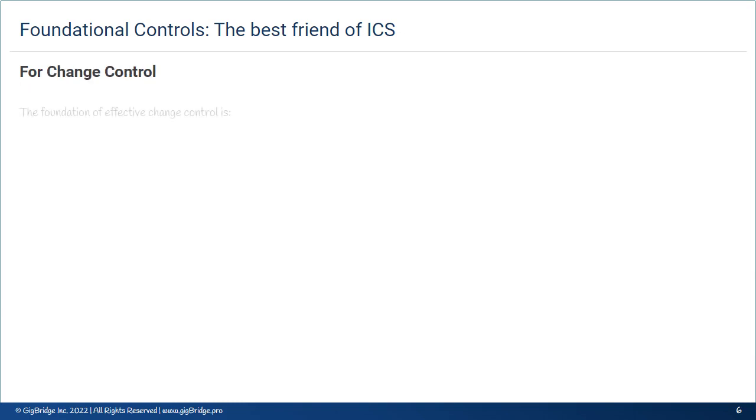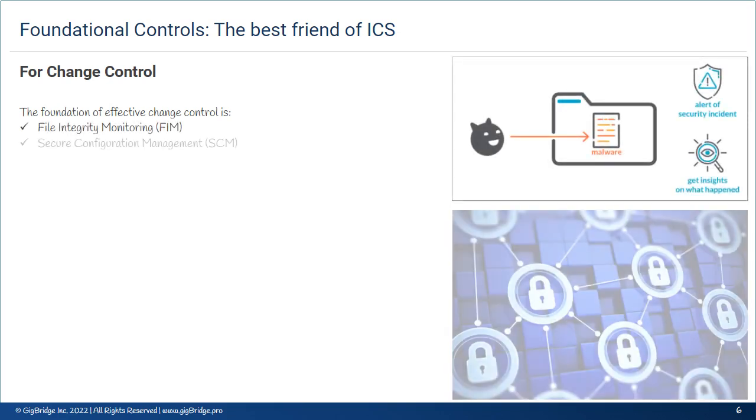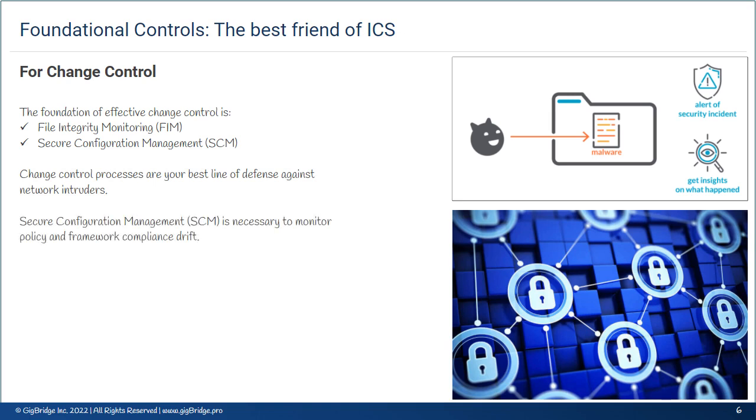Change control. The foundation of effective change control is file integrity monitoring, FIM, as well as secure configuration management, SCM. These capabilities capture a comprehensive picture of the state of your systems and monitor any deviations from a known, secure baseline. These fundamental procedures are your best defense against network intruders. SCM is also invaluable for monitoring policy and framework compliance drift.